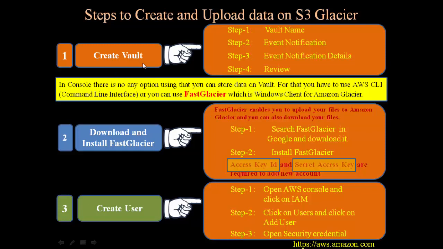Step number 1, create vault. You have to follow certain steps to create the vault. Once your vault is available, there is no option using which you can directly download data or directly store data inside the vault. So either we have to use AWS CLI, that is command line interface, or you can use FastGlacier. For example, if we are using FastGlacier, then we have to download it and install it. Once you install it successfully, then we have to open it.